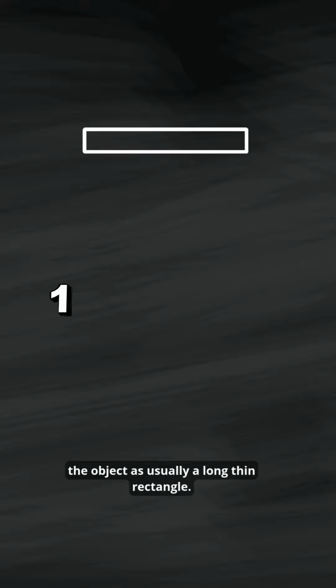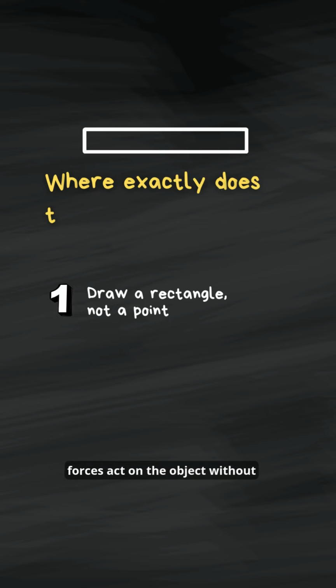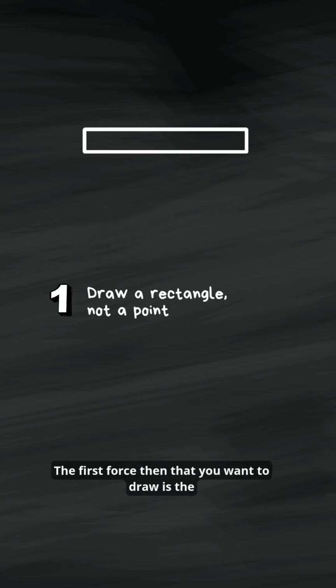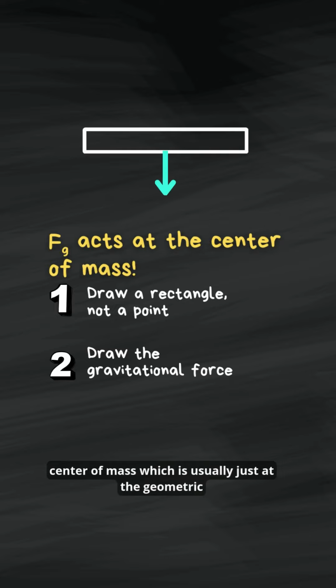force equation. So first, you want to represent the object as usually a long, thin rectangle. That will allow you to show where forces act on the object without showing them acting almost on top of each other, like you would for a point-like object. The first force then that you want to draw is the gravitational force, and that acts at the center of mass, which is usually just at the geometric center of that object.